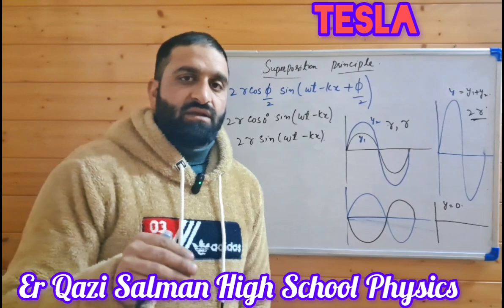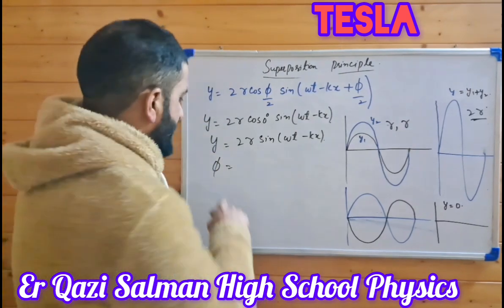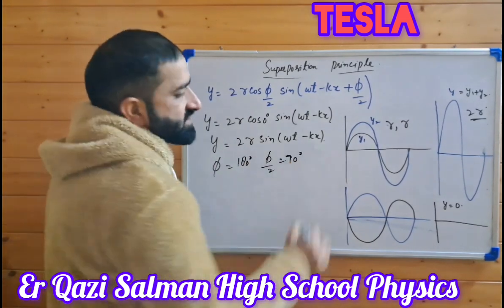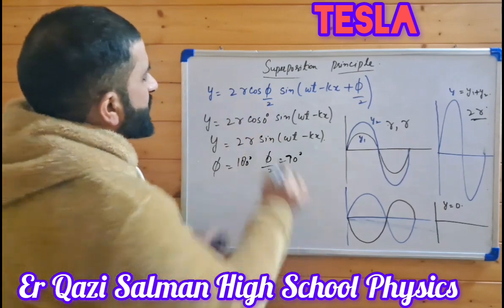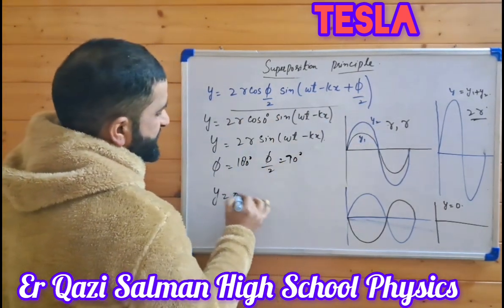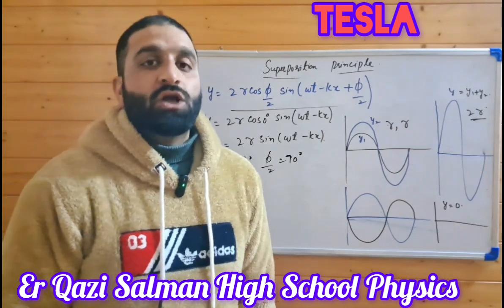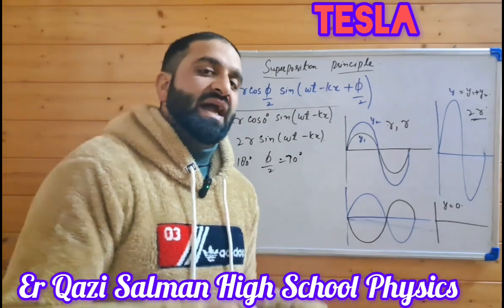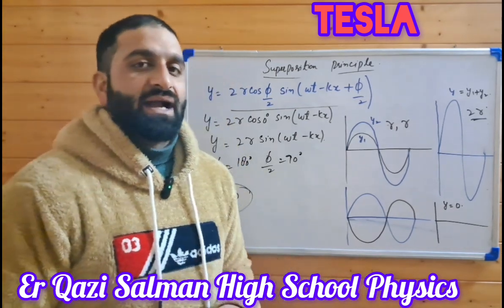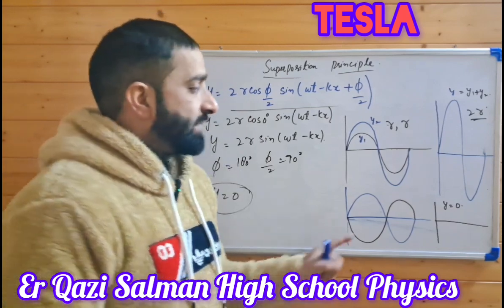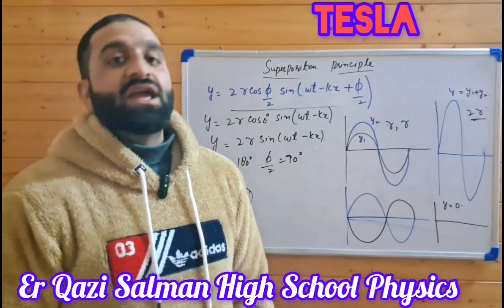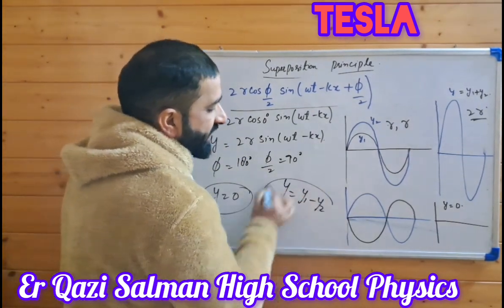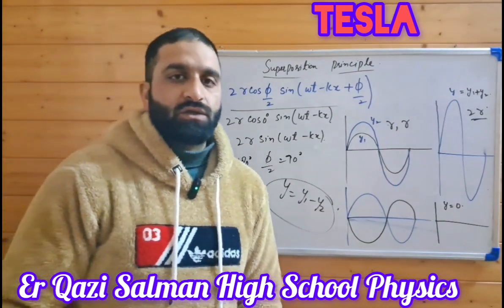Taking the second case, when two waves have a phase difference of 180 degrees, that means phi is equal to 180 degrees and phi by 2 is equal to 90 degrees. Now cos of 90 is equal to 0 and this whole term becomes equal to 0. So when we have two waves of the same amplitude, when they superpose on each other, when they meet at a point, the principle of superposition says that the resultant wave's amplitude will be equal to 0. If they have different amplitudes, in that case the resultant amplitude will be equal to y1 minus y2.